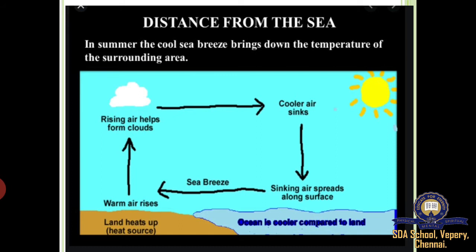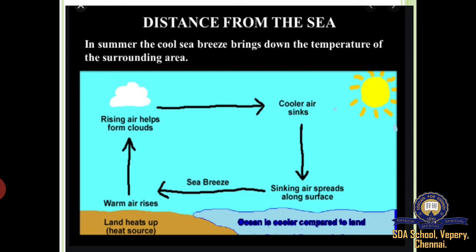Then the places near the sea are also humid. Humidity means they have a lot of water vapor in the air. High humidity is uncomfortable. For example, the Andaman and Nicobar Islands are near the equator, and the climate here is hot and humid.